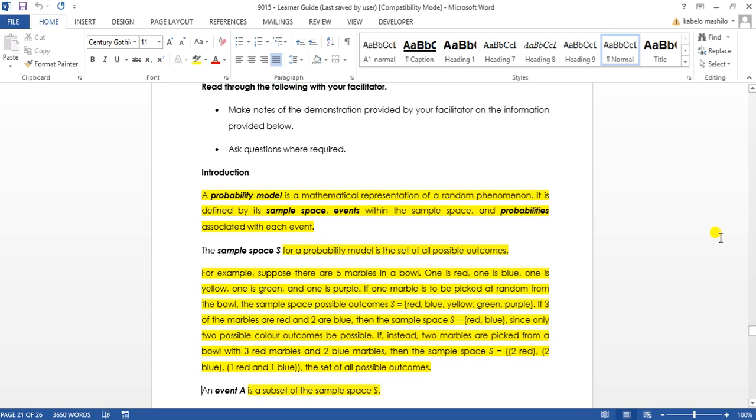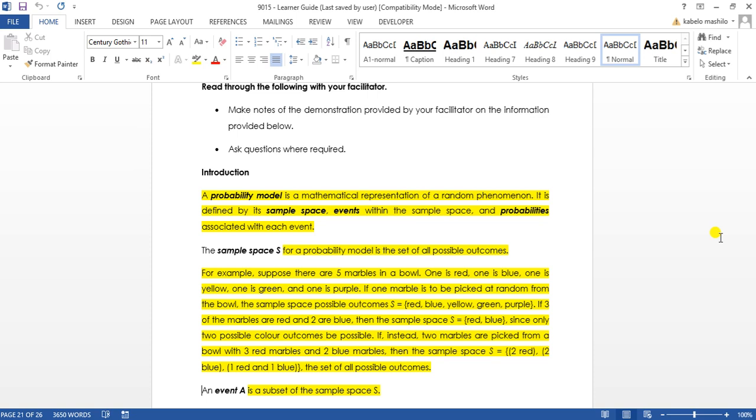For example, suppose there are 5 marbles in a bowl: one is red, one is blue, one is yellow, one is green, and one is purple. If one marble is to be picked at random from the bowl, the sample space of possible outcomes will be red, blue, yellow, green, purple. If 3 of the marbles are red and 2 are blue, then the sample space S will be red, blue, since only 2 color outcomes are possible. If instead 2 marbles are picked from a bowl with 3 red marbles and 2 blue marbles, then the sample space will be S equals 2 red, 2 blue, and 1 red and 1 blue, the set of all possible outcomes.